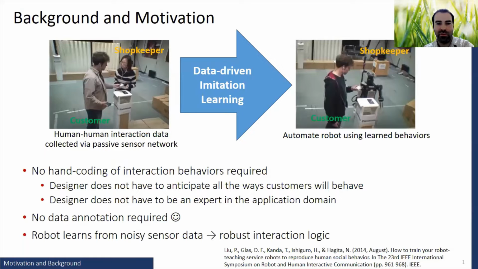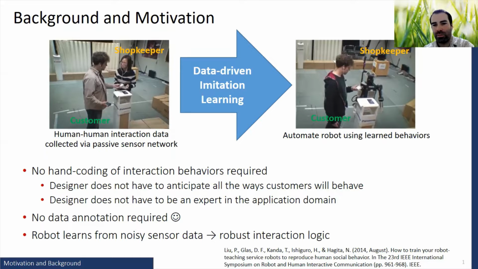We'll use a data-driven imitation learning approach, which consists of first doing human-human interaction data collection with a passive sensor network in some target domain, like in a camera shop with interactions between a customer and a shopkeeper. Then various machine learning algorithms are applied, such as clustering to extract the high-level meaningful behaviors from the raw data, and classification to map from the interaction state to a robot action.